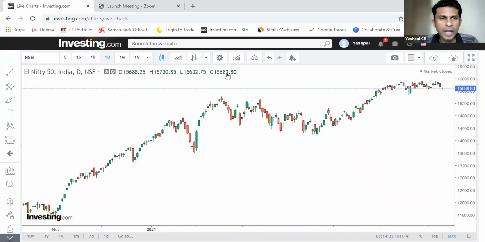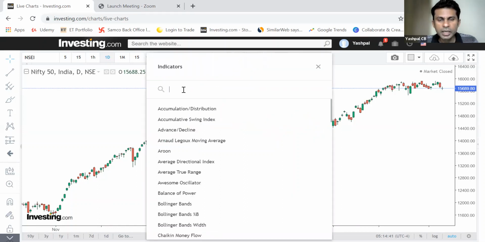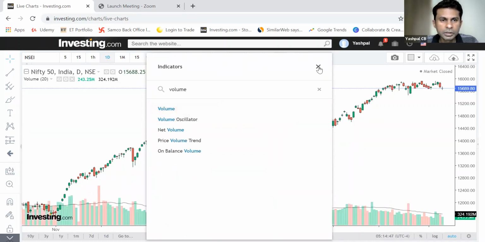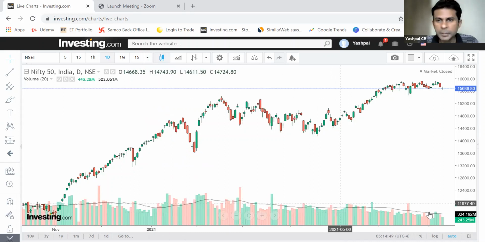First I'm going to add the volume indicator. So here I have to come here. Please observe the cursor. Click on indicators and type volume. You have to take plain volume. Click on the volume. Volume is appearing below the chart, and you can see volume is here also.